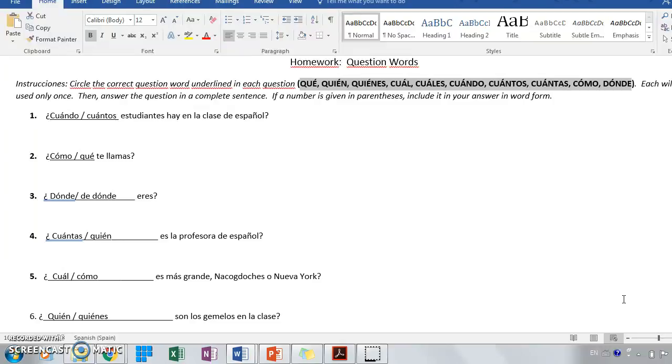Okay, so número uno. We have cuándo or cuántos estudiantes hay en la clase de español. Okay, so for this we need to remember what is the meaning of the word cuándo, what is the meaning of the word cuánto. If you can associate the word cuánto with quantity, hopefully you will remember that it means how much or how many. So the question is, how many students are there in the Spanish class? That would make sense. So your question word is cuántos. Cuándo, meaning when, so obviously that would not be your option for this one.